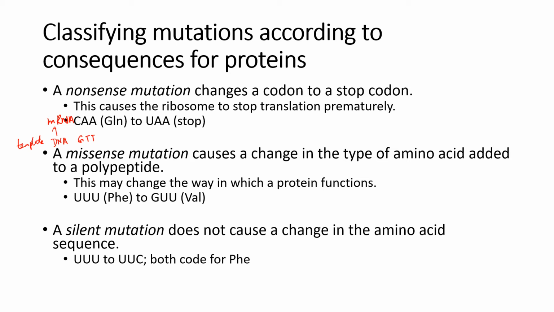However, if the DNA got mutated instead to ATT, okay, then the resulting mRNA would be complementary UAA. And when you go to the table, right, UAA tells the ribosome to stop transcribing.